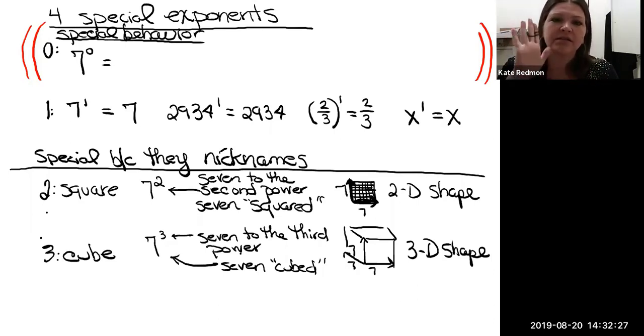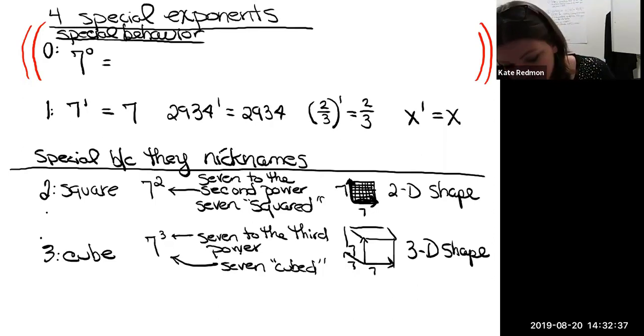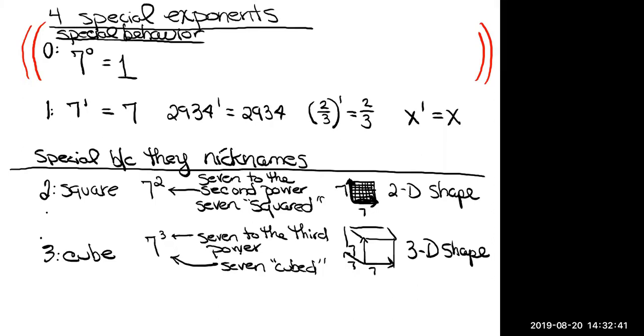Okay, so anything to the 0th power. Students tell me all the time, Kate, it should be 0. And I'm sorry, it's not. It's not. Anything to the 0th power is 1. Yeah. Yep, you knew that, David? Yeah. Cool.